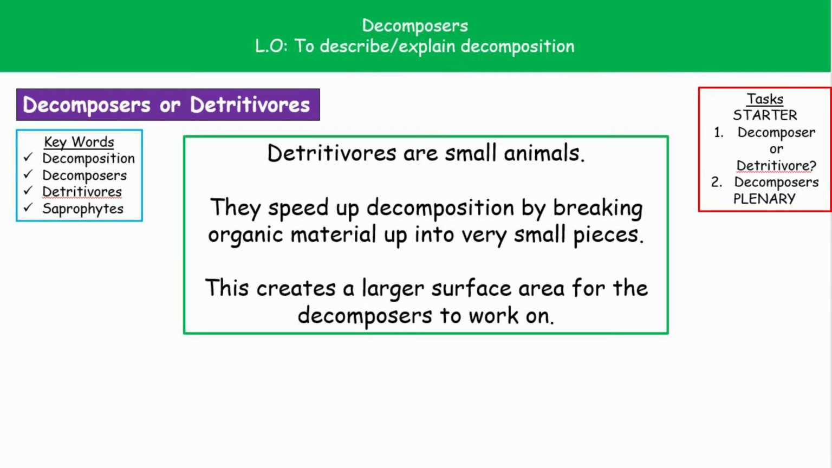So what we see here is the detritivores and the decomposers are actually kind of linked in the way that they work. So the detritivores are small animals that are going to break up those large chunks of organic material into these small pieces, and then the decomposers will work on that large surface area of those organic materials and release the enzymes onto the surface. The enzymes break down the dead material, and then the soluble nutrients are absorbed by the decomposer. So the two things work together, but they are not the same and they work in a different way.